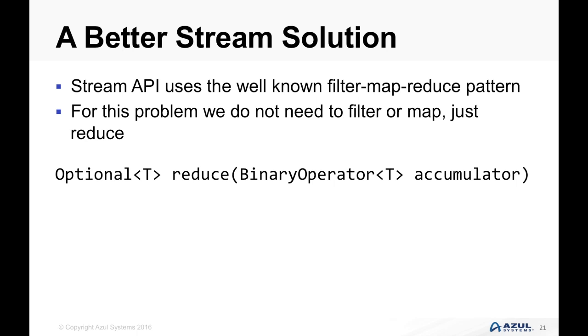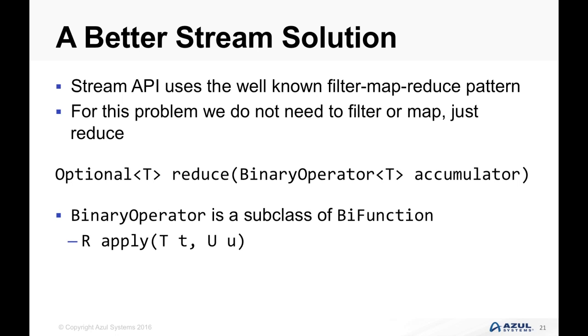Now, if we look at the reduce method in the stream API, what you'll find is the signature looks like this. So reduce takes a single parameter, which is a binary operator of type T called the accumulator, and it returns an optional of type T, because there could be a situation where you don't have any input, and so returning a null would be rather bad, so we return an optional.